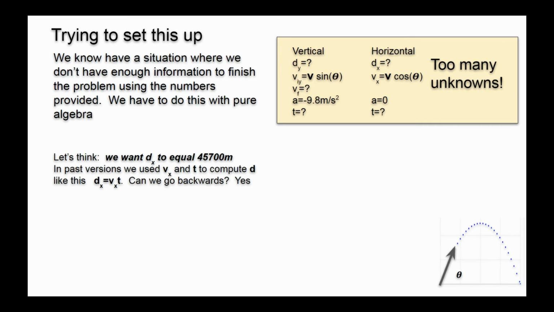And we'll lead you along this path. We want dx to equal 45,700 meters. In past versions of this problem, we used Vx and t to compute d, more like dx equals Vx times t. Can we go backwards and figure out the theta by going in reverse, solving for Vx, knowing what V was, and find the theta? Yes.